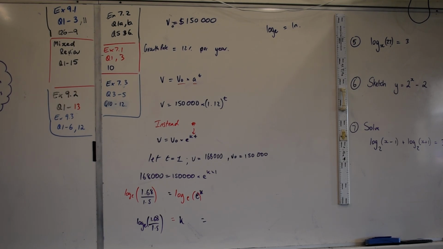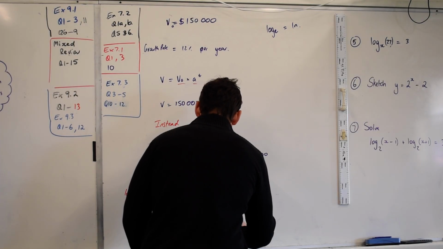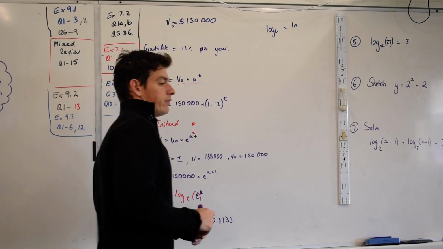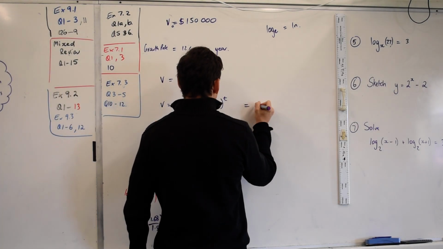ln. Yep, and we should get 0.113. Now we have to be very careful we're not rounding too much. Now, what was the whole purpose of me making you do this? I want you to prove that these two functions are exactly the same.